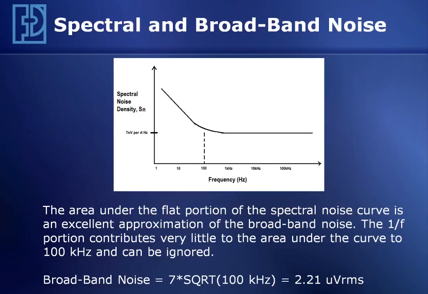Well, the area under the spectral noise curve is the broadband noise. And we're evaluating the broadband noise from 1 hertz to 100 kilohertz. We notice that the area under the curve from 100 hertz to 100 kilohertz is going to dominate any portion of the noise below 100 hertz. So a good approximation to the broadband noise from 1 hertz to 100 kilohertz is simply the area under that rectangle. And that is 7 nanovolts per root hertz times the square root of the bandwidth, 100 kilohertz, and we come up with 2.21 microvolts RMS.